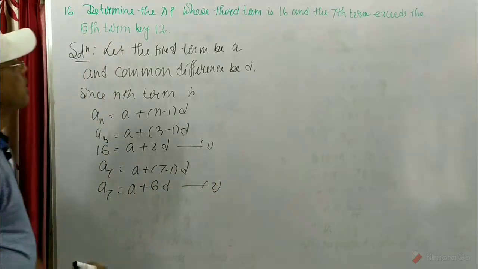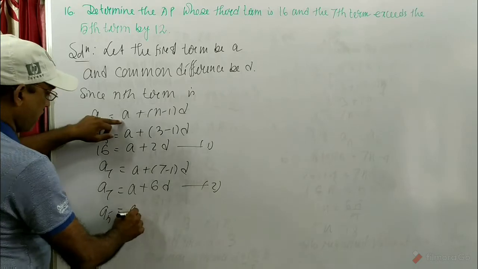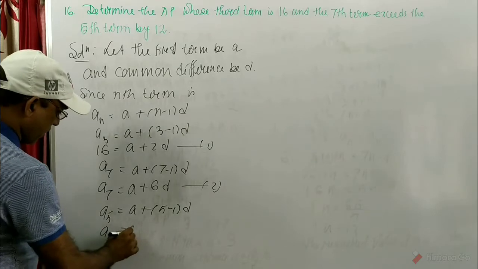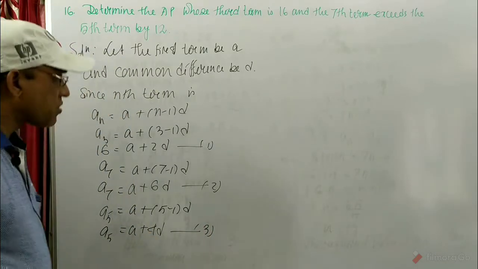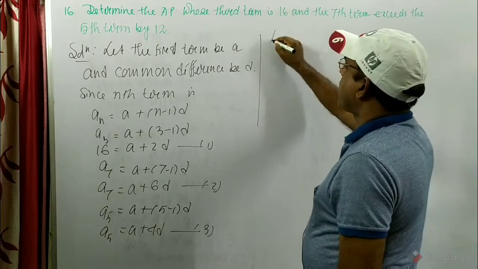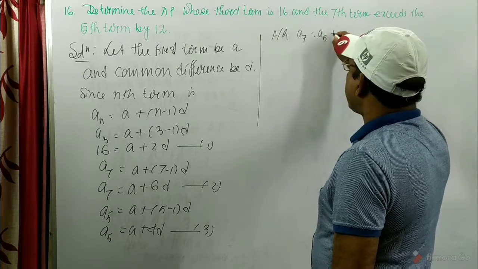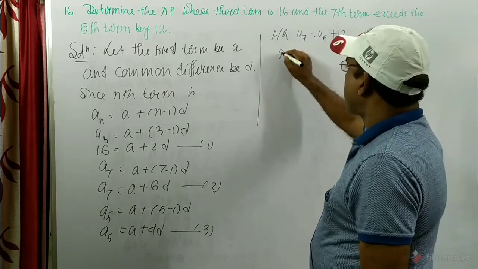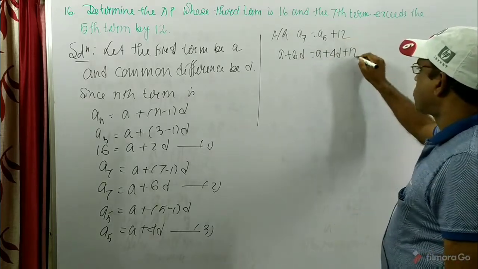This is number 2. Next we find the fifth term, putting n equal to 5, a5 equals a plus 5 minus 1 into D, and a5 equals a plus 4D. This is number 3. But according to the question, the seventh term exceeds the fifth term by 12. So a7 equals a5 plus 12. So a7 means a plus 6D and a5 means a plus 4D, plus 12.